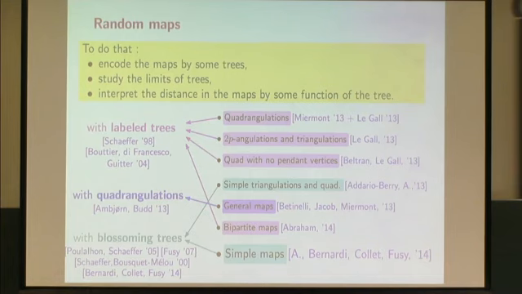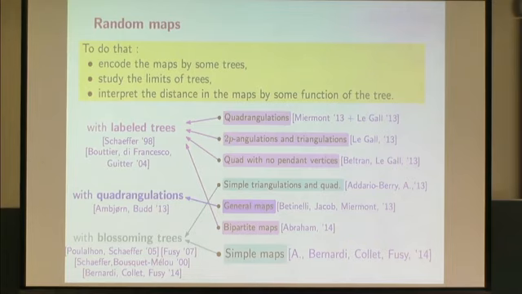So it's a different family of trees, not with labels, but with blossoms, for which we can obtain new results. And these blossoming trees are really convenient when you want to constrain the connectivity of the maps. They appear in a lot of these settings.